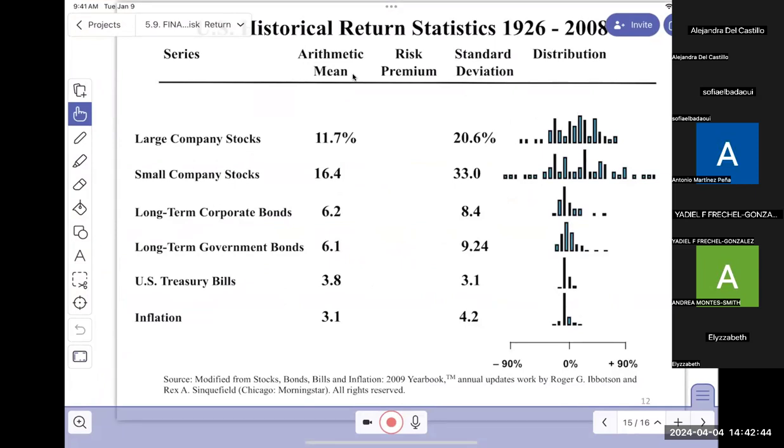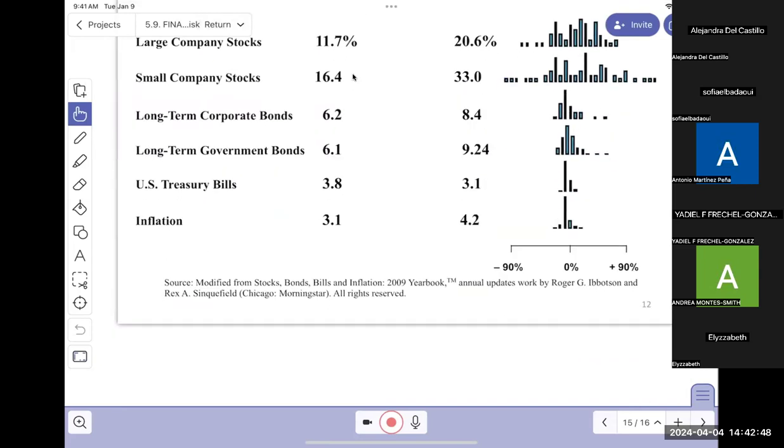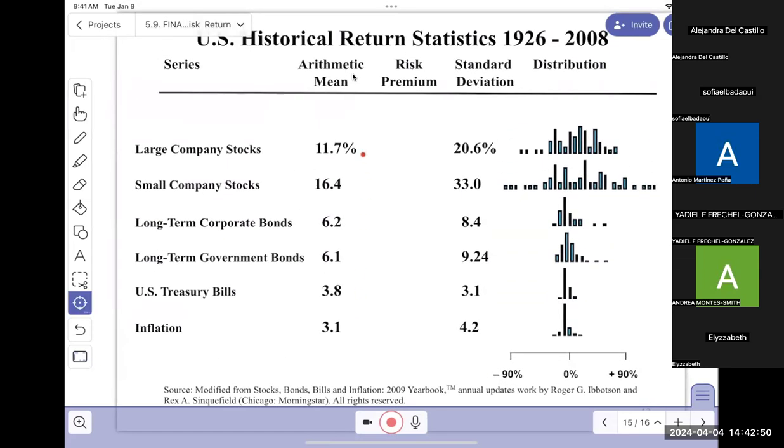We recognize that in general, the higher return corresponds to a higher standard deviation. This is the highest, small company stocks over this time period. Highest return, but also the highest standard deviation. So it's capturing the volatility, uncertainty, or risk associated with holding that asset class. Here are the distributions for them.